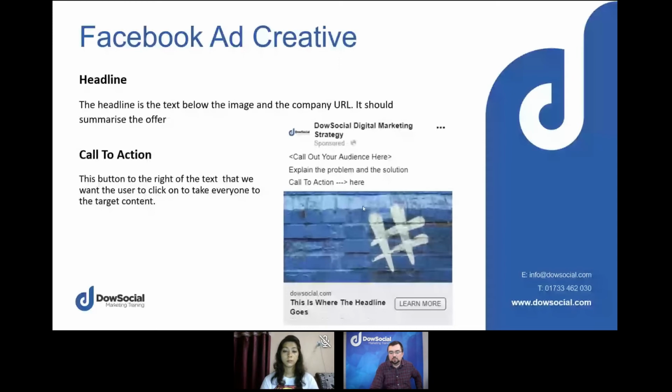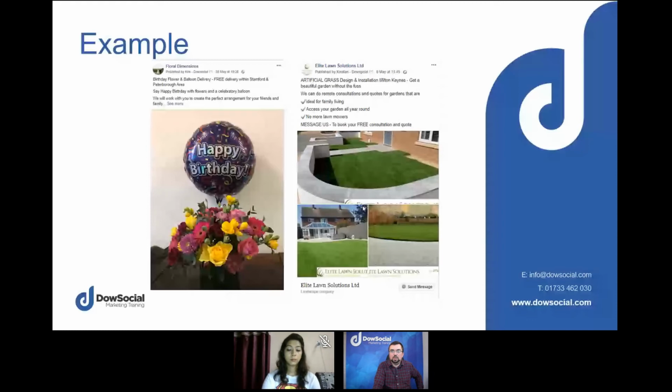So I think I have some examples on here. Again, we have a florist. We've called out who we're targeting or what we're doing, how it works. So it's people that have friends who've got birthdays coming up. We made it really clear. It's a send message objective on here as well.